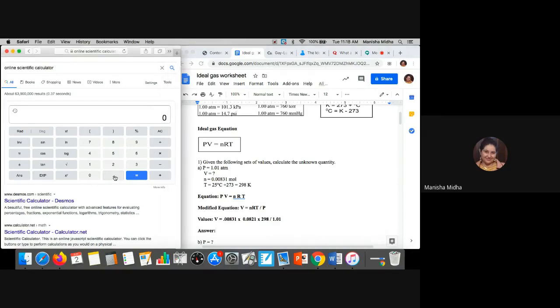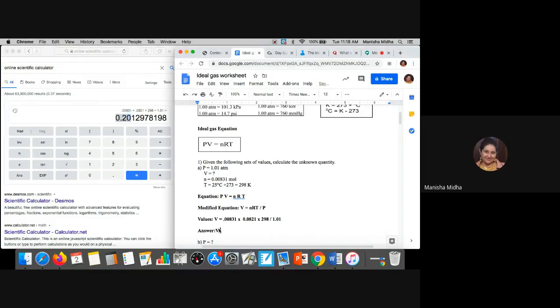I'll do it in front of you. 0.00831 times 0.0821 times 298 divided by 1.01, and you get 0.2. It's a big decimal number. I'll just take it up to 2 decimal places. So your answer is the volume is going to be 0.2. We don't have to put 0 after the decimal point, liters, and that would be the final answer.